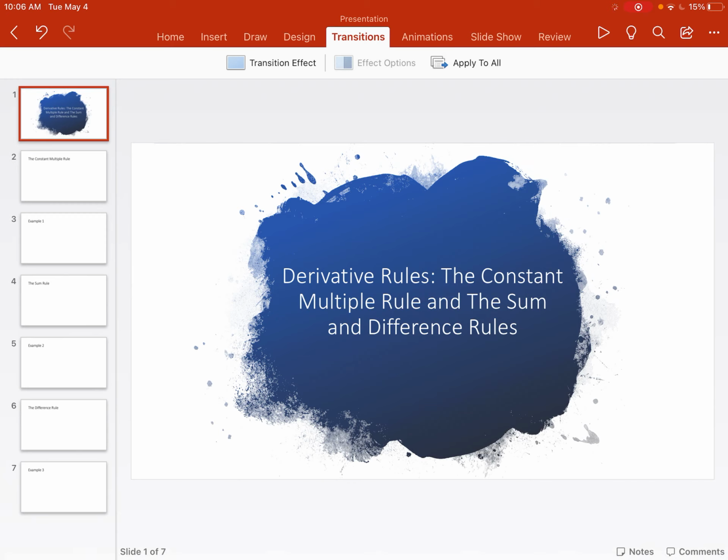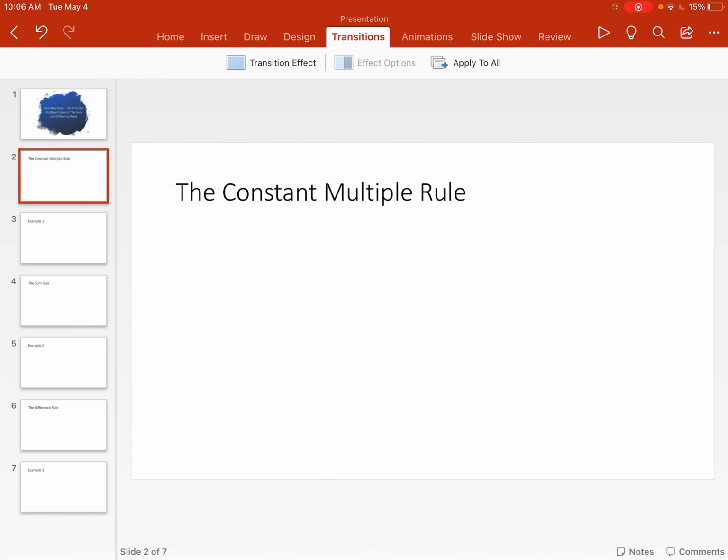Hi guys, so today we're going to cover the constant multiple rule and the sum and difference rule for derivatives. These are real easy. You might have seen me use them in the power rule section and maybe in the power rule tutorial. So I'm just going to go over these. They're real simple, nothing too complicated.